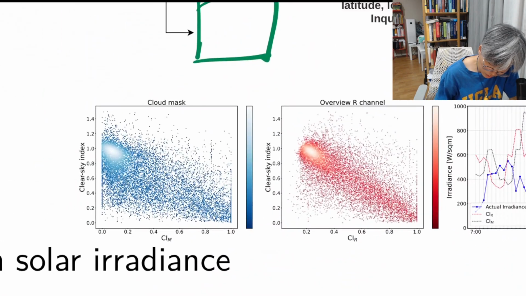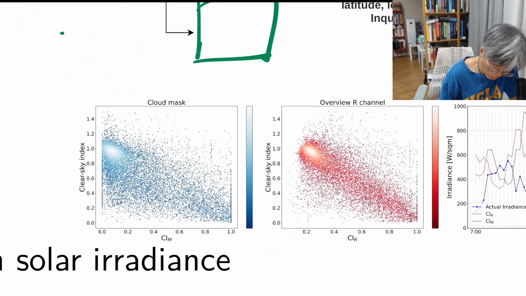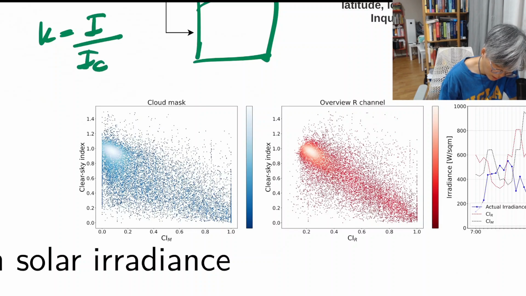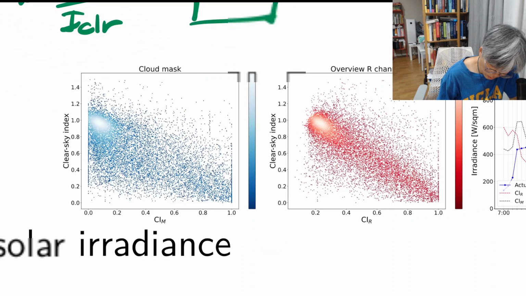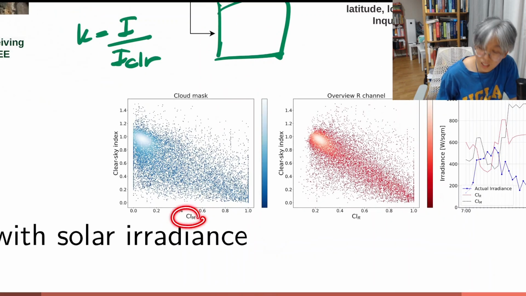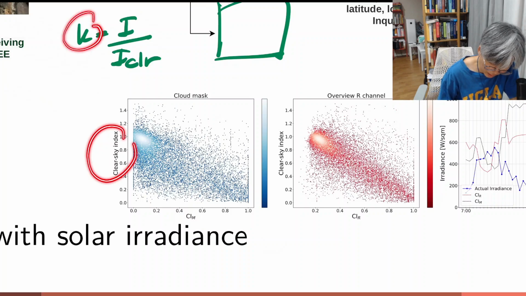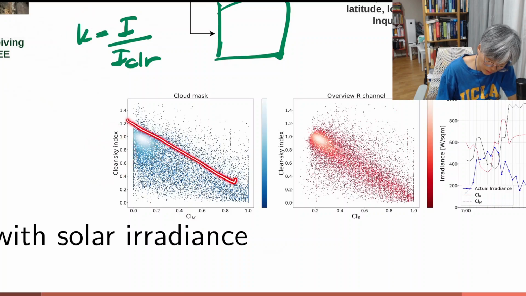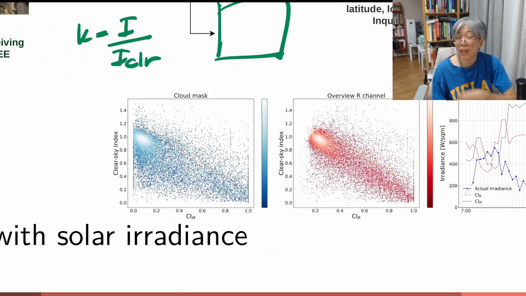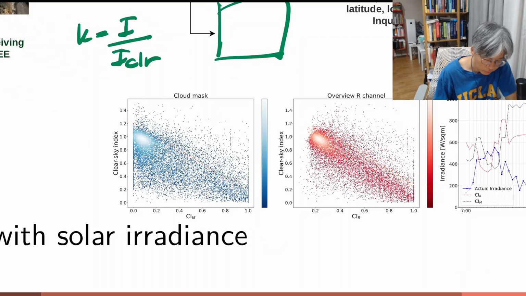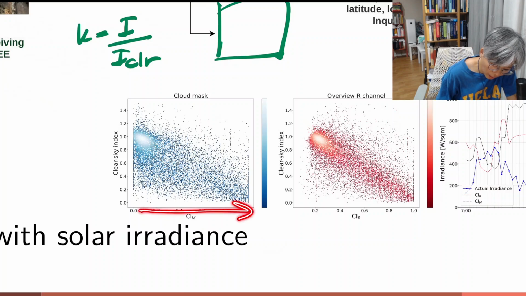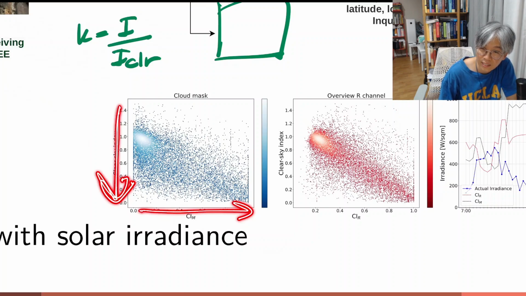Once we plot the cloud index, we compute the clear sky index as I divided by I clear sky. So this is K, right? And then we plot the scatter plot between Ci, the cloud amount, and K, the clear sky index. So we see that we have somehow an anti-correlation trend. If there is more cloud, the sky is less clear.